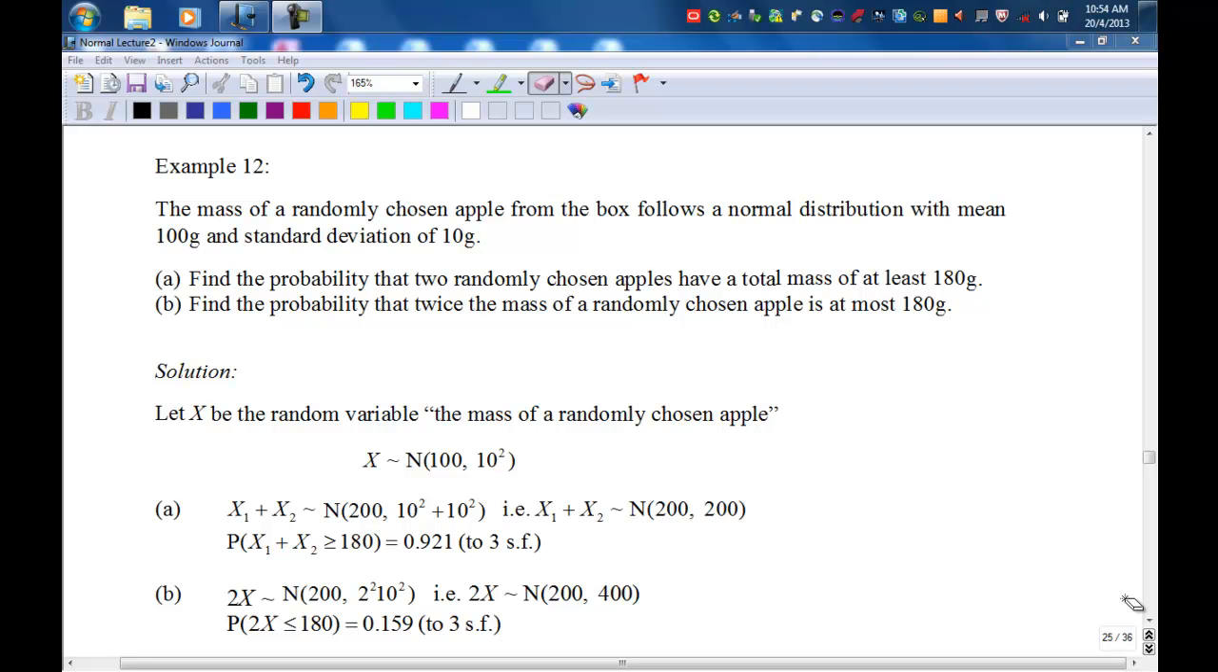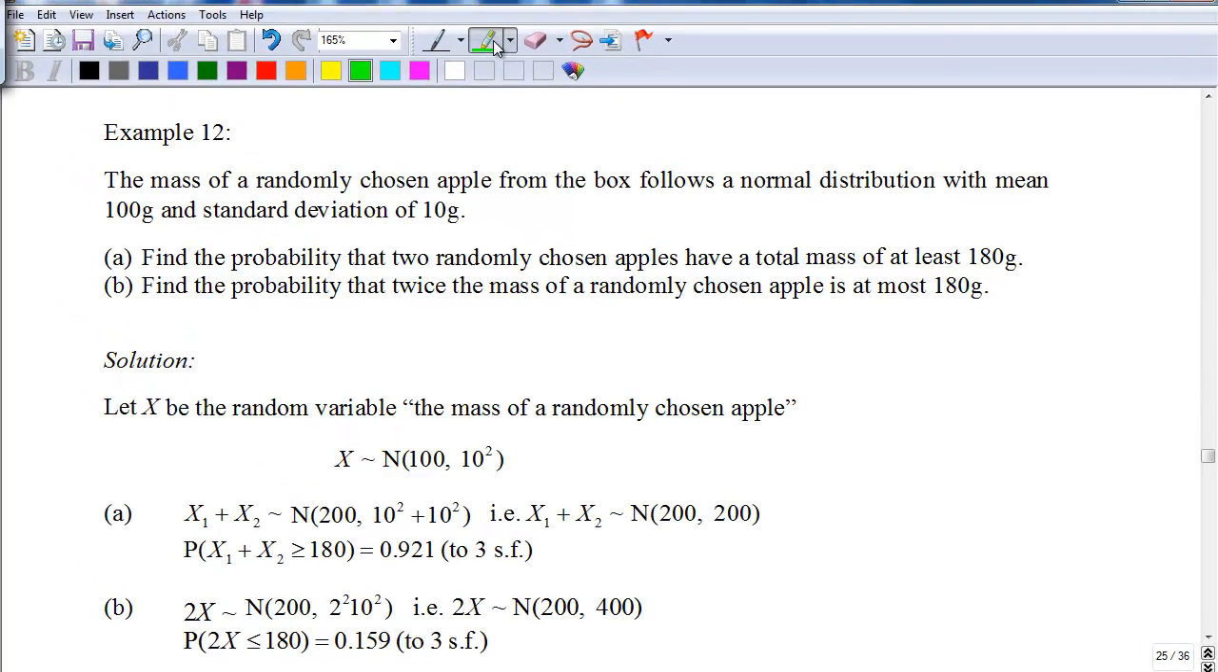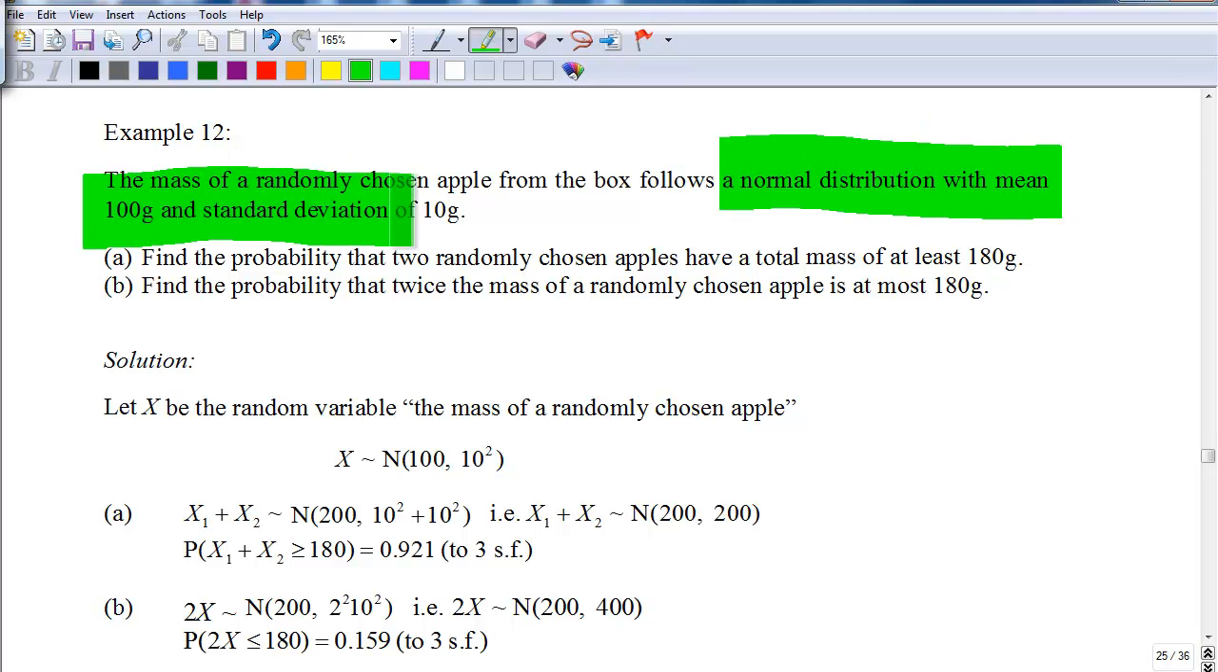Now in example 12, we look at the mass of apples from a box. The question says that the mass follows a normal distribution with mean 100 grams and standard deviation 10 grams. Then there are two parts that you want to look at. The first part says I want to find the probability that two randomly chosen apples will have a total mass of at least 180 grams.